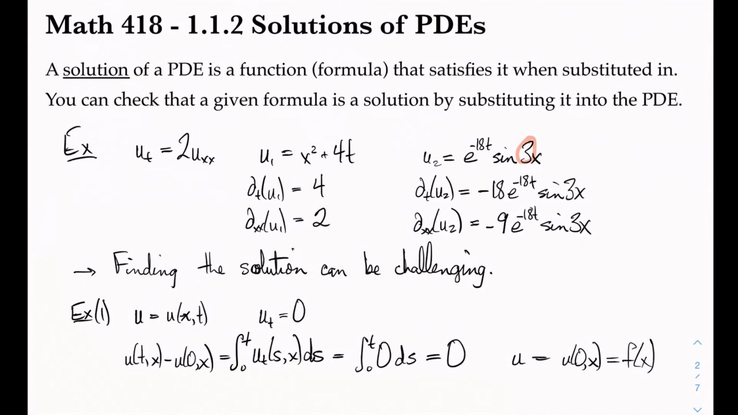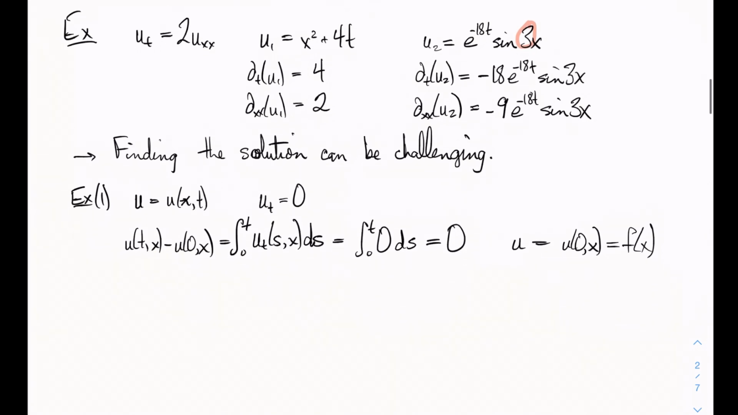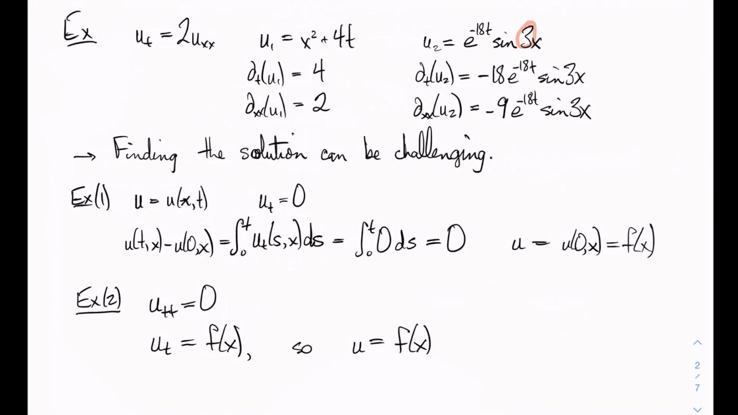Let's look at another example. Let's suppose we're looking for a function of x and t that satisfies having second time derivative equal to 0. So this one's not too much more difficult. We just saw in the last step that integrating once is going to give us some arbitrary function of x. So integrating again, we get that u is going to look like some arbitrary function of x times t plus some other arbitrary function of x.